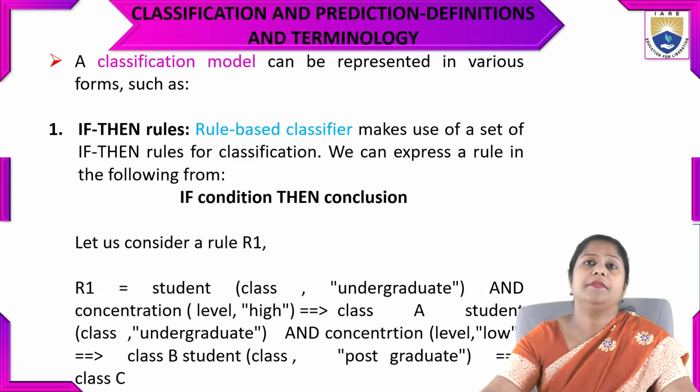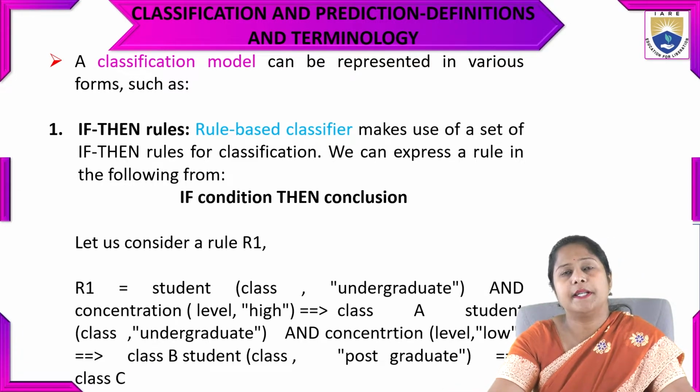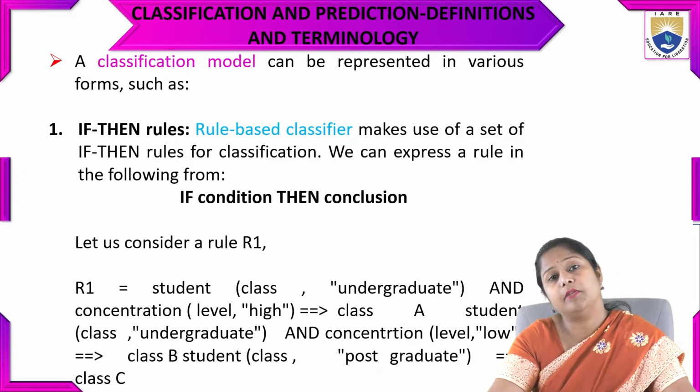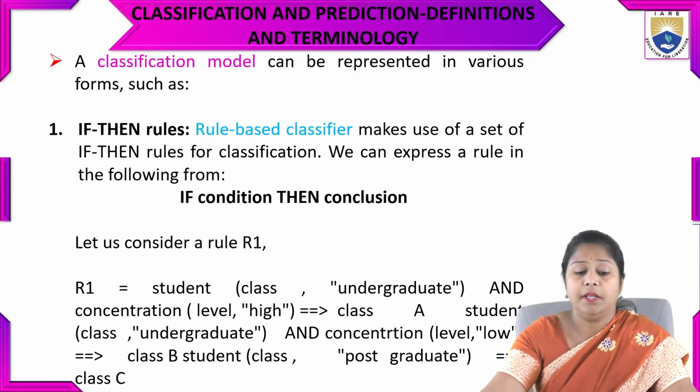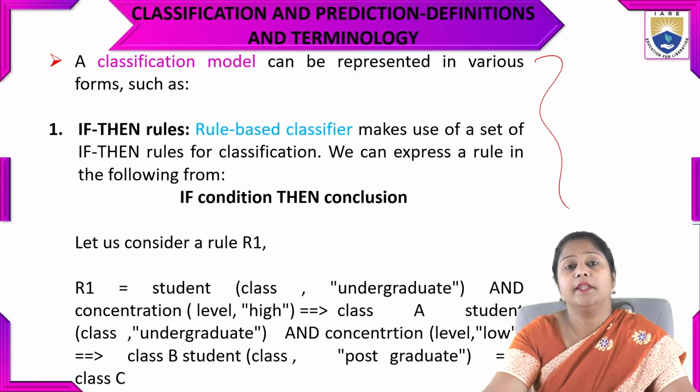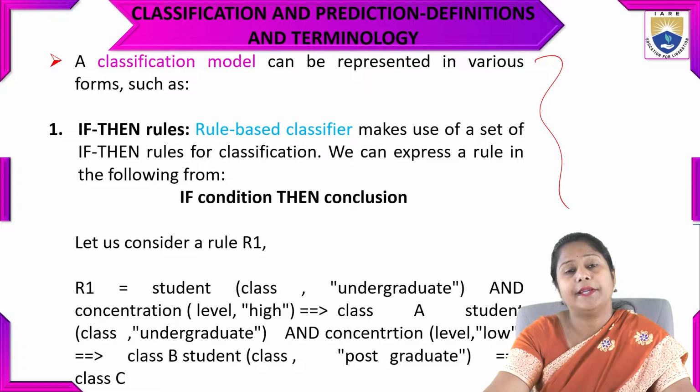Again, the classification model can be represented in various forms. We use the classification model to understand what the class of that particular data is. For the classification model, we have some rules and methods that will be carried forward. Here we have taken the example of if-else rules. There can be a neural network. There can be a decision tree. So any other form can be used for classification.